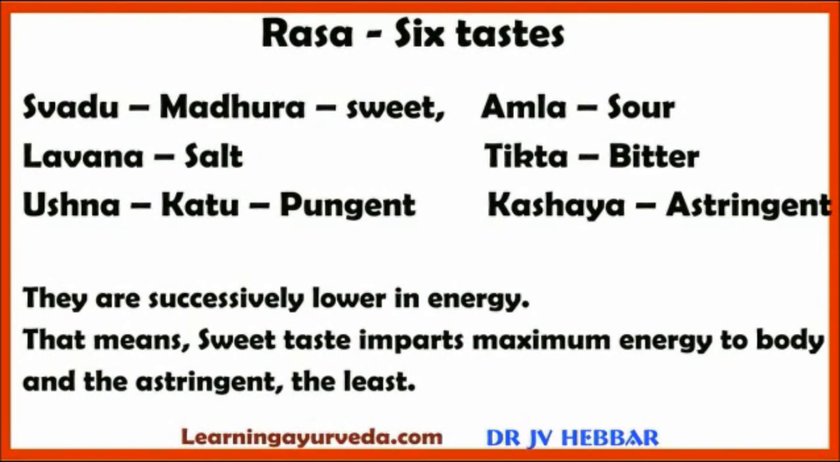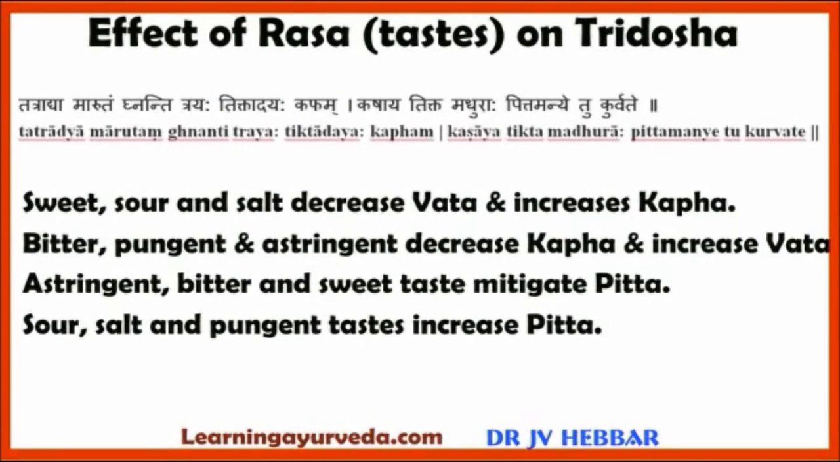Next, 6 tastes according to Ayurveda. Swadhu or Madhura is sweet, Amla sour, Lavana salt, Tikta bitter, Ushna or Katu pungent, Kashaya astringent. These are the 6 types of tastes according to Ayurveda. They are successively lower in energy. That means sweet taste imparts maximum energy to the body and the astringent imparts least energy to the body. Effect of tastes on Tridosha.